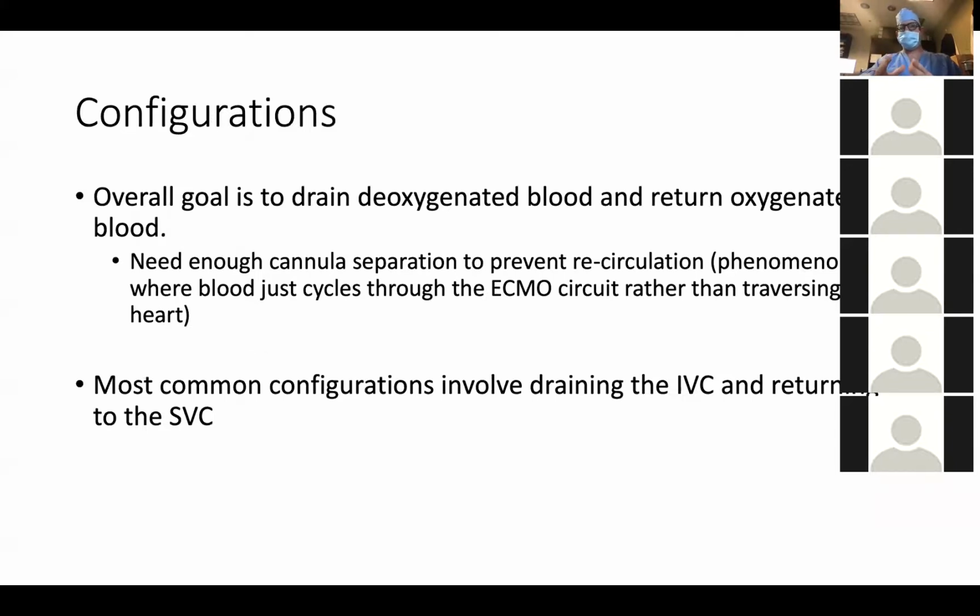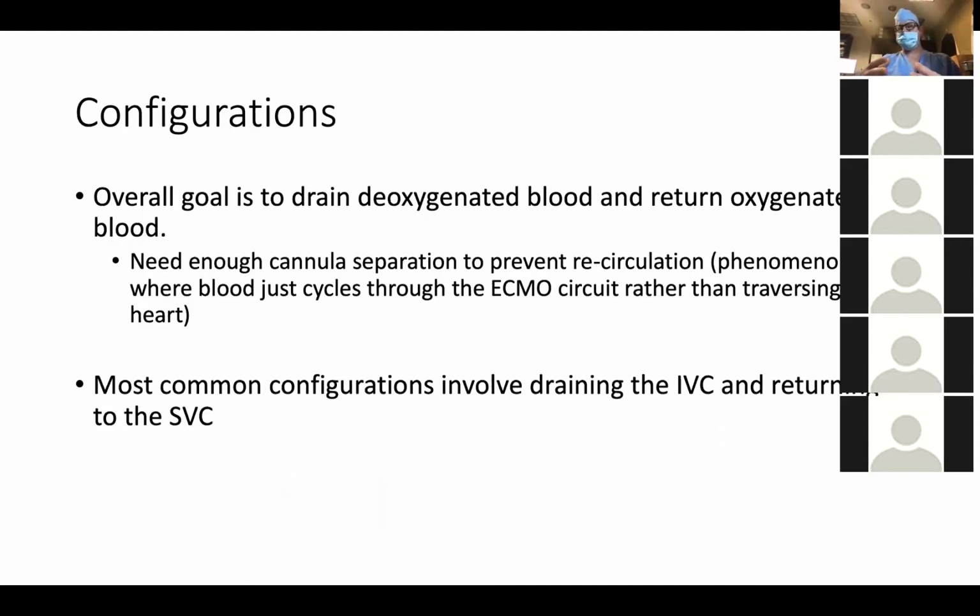There are several different configurations to use. The overall goal, though, is to drain deoxygenated blood and return oxygenated blood. So you need enough separation between these two cannulae to prevent recirculation, which is the phenomenon where blood, rather than going through the heart, simply circulates around the ECMO circuit.